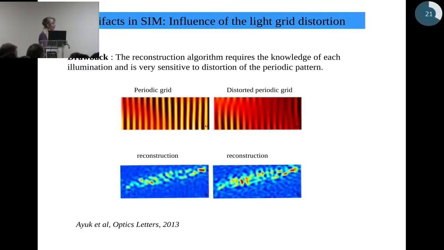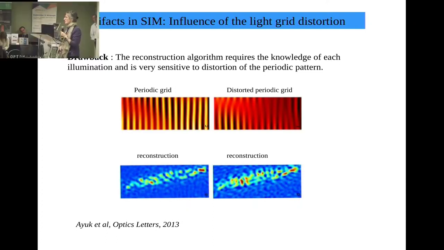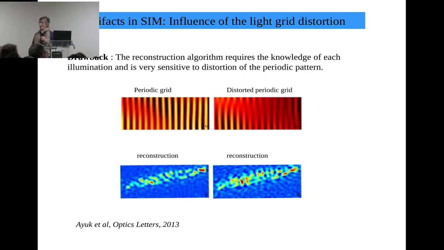And also, if you have a distorted periodic grid because of aberration within the sample, well, you can have a reconstruction that is completely different from what you would have if the light grid was not distorted. So you don't see honeycomb structure, but you don't know what you're seeing anyway. So that's the big issue, especially in SIM. It's not as crucial in ISM and confocal because basically you are illuminating with a potato, and a potato is always a potato.